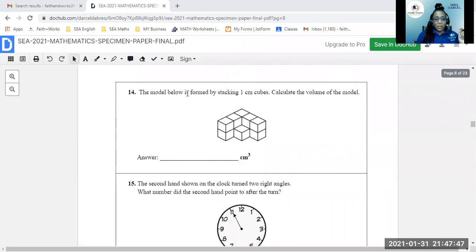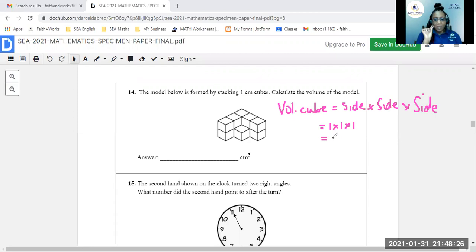The model below is made by stacking 1 centimeter cubes. Calculate the volume of the model. All right, so formulas. Let's see if we remember our formulas. The volume of a cube, that formula is side by side by side, all right? So this cube is 1 centimeter. So that's 1 by 1 by 1. So each block's volume is 1 centimeter cubed, right? We have that. So all we have to do now is count the number of blocks.